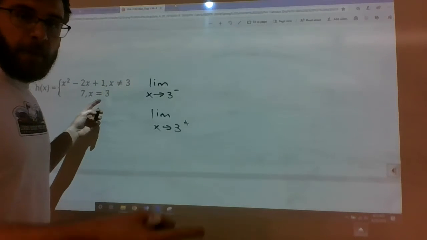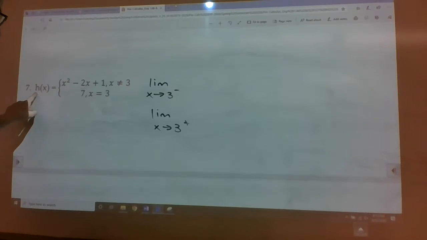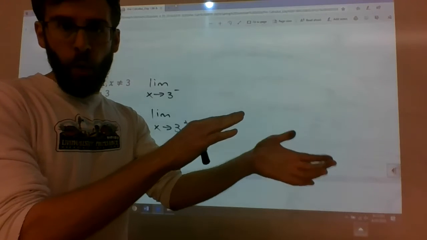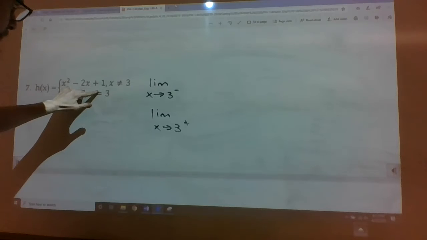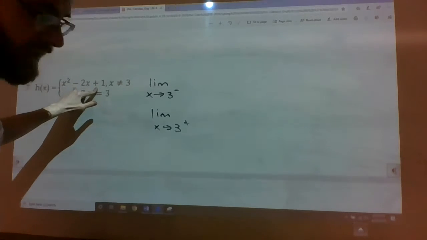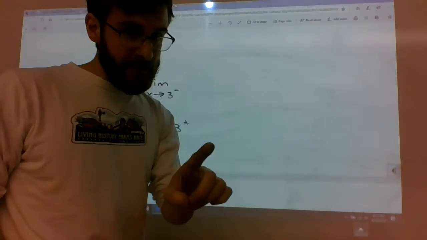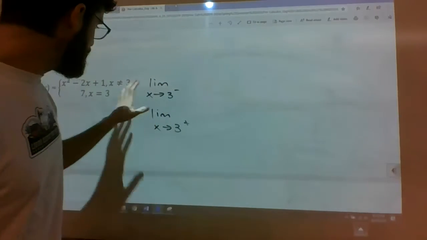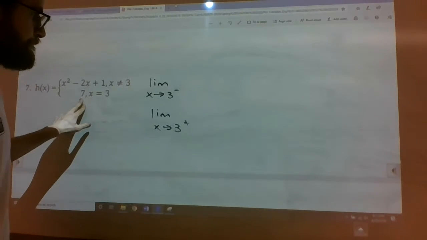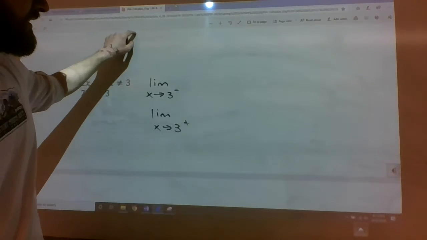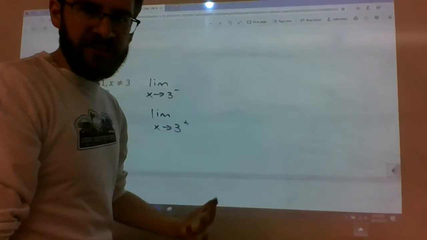All right, if you'll recall from a previous video when we talked about limits, if you've got a piecewise function that doesn't have greater than or less than the number in question, but it's just not equal to, that means that your function x squared minus 2x plus 1 is basically the entire function for the whole graph, except at the point 3. At the point x equals 3, it's taking on the behavior of something completely different. So that means the limit from the left and the limit from the right are the same thing.